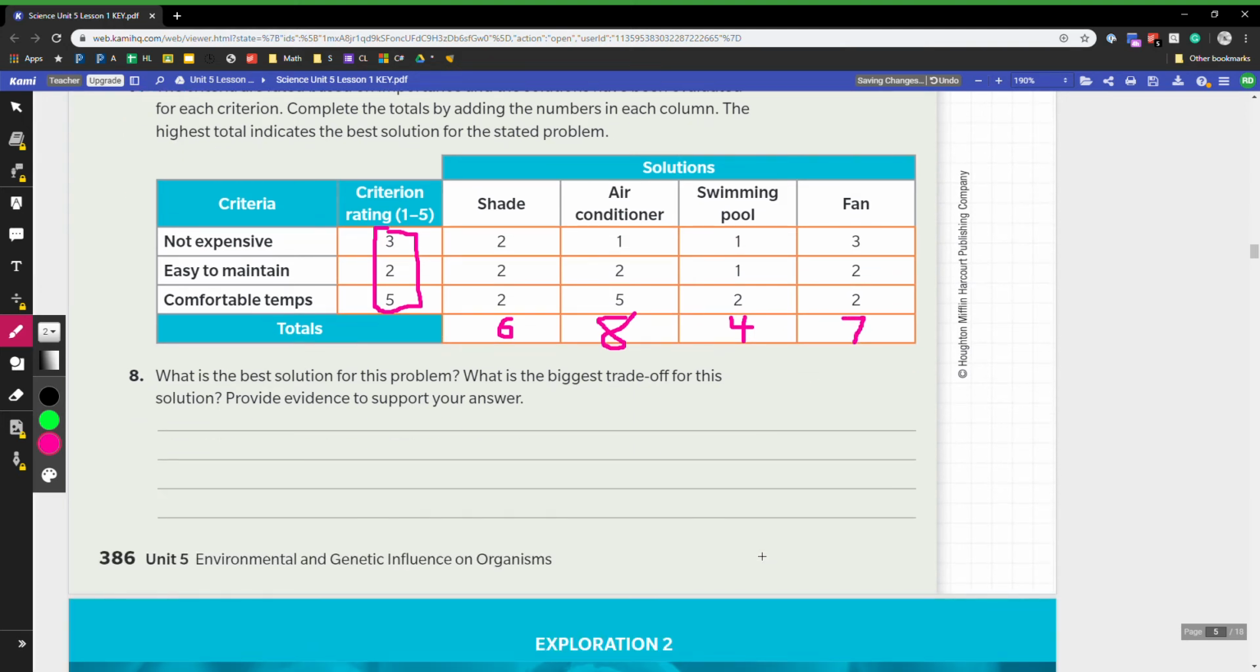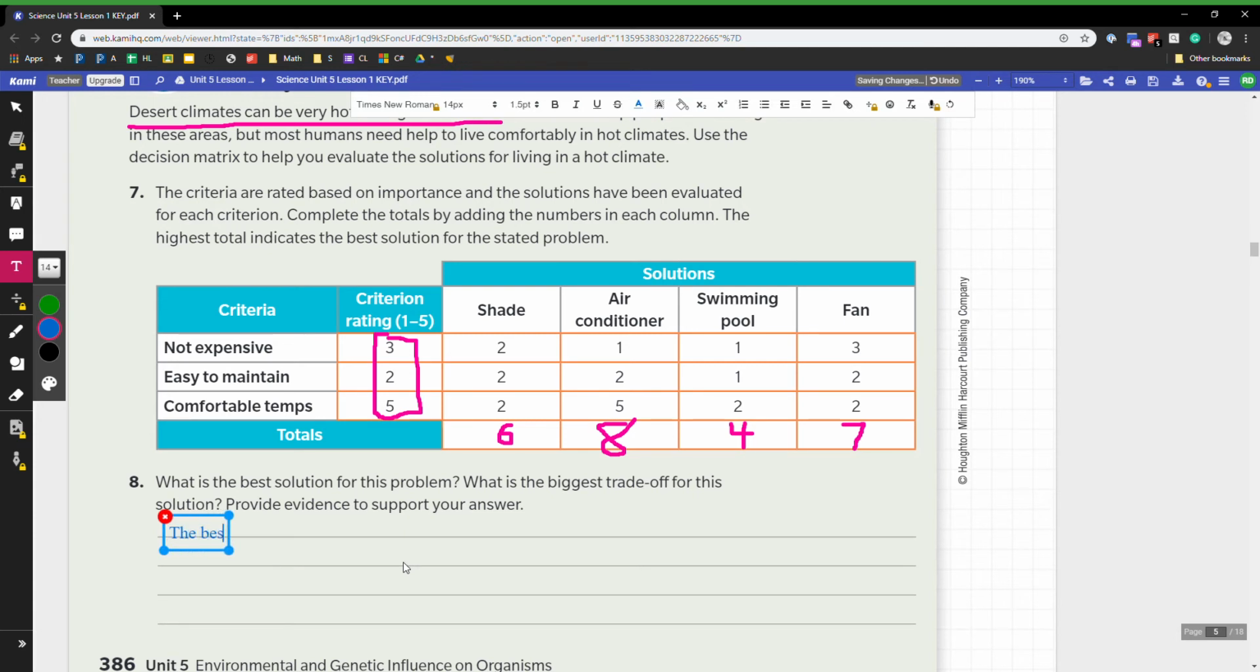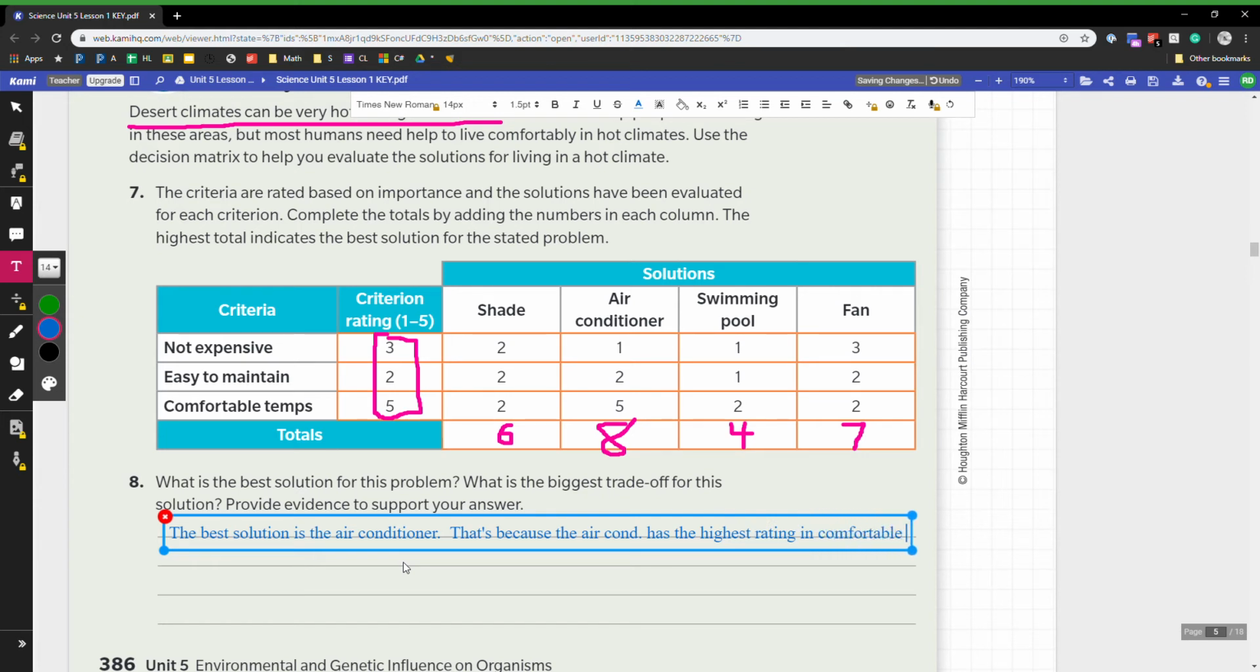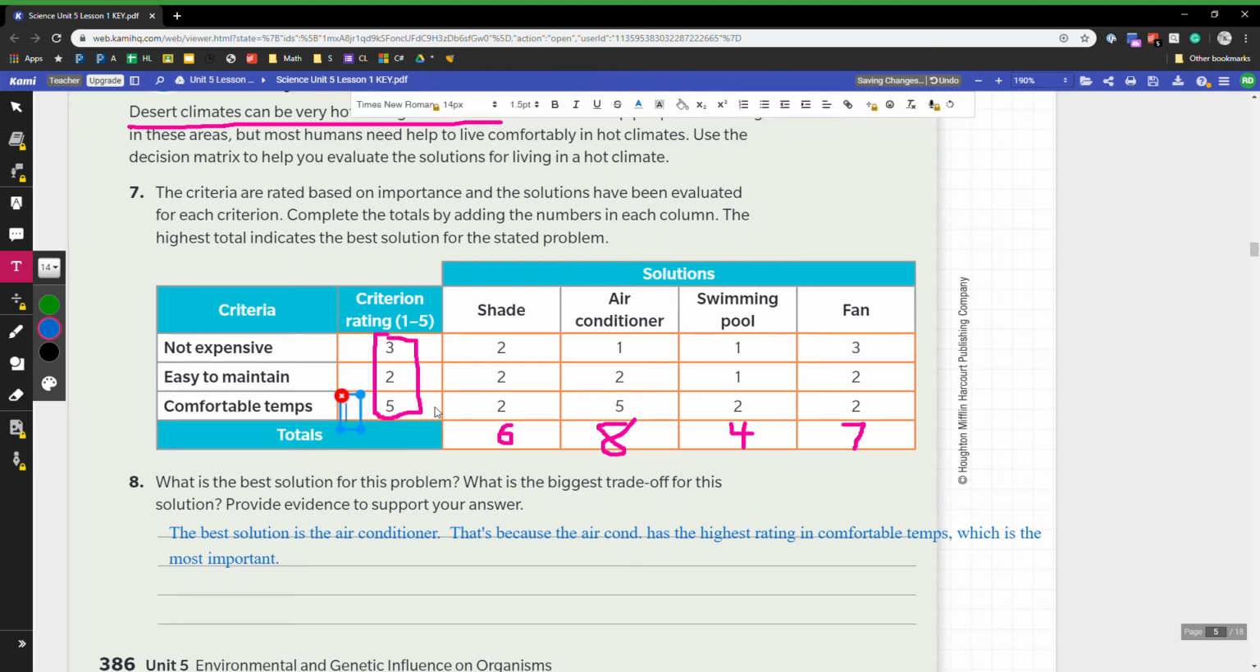And says, what is the best solution for the problem? What's the biggest trade-off? So I would say the best solution is the air conditioner. That's because the air conditioner has the highest rating in comfortable temps. Sorry, I'm trying to write and talk at the same time, which is the most important. So you can see how it has a 5, right? And the comfortable temperature was the most important thing here, and at a 5, and the air conditioner has the highest rating as a 5. The rest of them are 2s, which are pretty low.